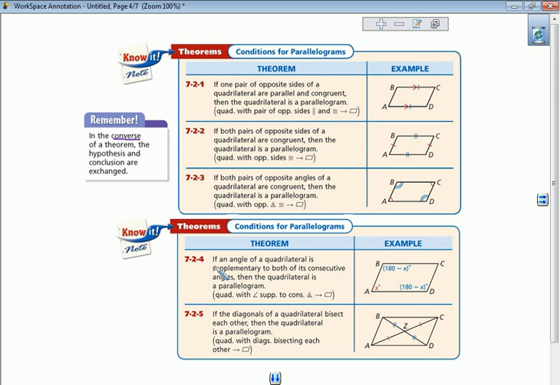So this next one, if an angle of a quadrilateral is supplementary to both of its consecutive angles, then the quadrilateral is a parallelogram.